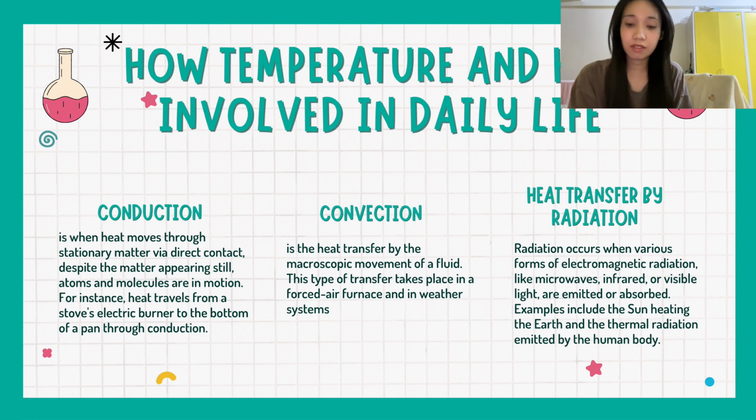And the second one is convection. It is the heat transferred by macroscopic movements of fluids. This type of transfer takes place in a forced air furnace and in a heating system. And the last one is heat transfer by radiation. Radiation occurs when waves of electromagnetic radiation like microwave, infrared, or visible light are emitted or absorbed. Examples include the sun heating the earth and the thermal radiation emitted by the human body.